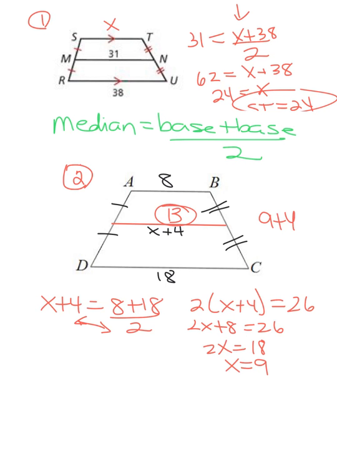Now, I like to look at the trapezoid after I'm done and just eyeball it to make sure it looks okay. So one base is 8, and my other base is 18, and my median is 13, so it looks pretty good. It looks like those values could make sense in my given diagram.